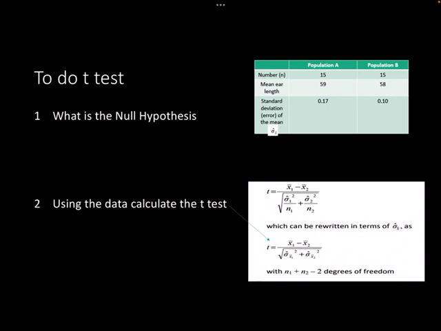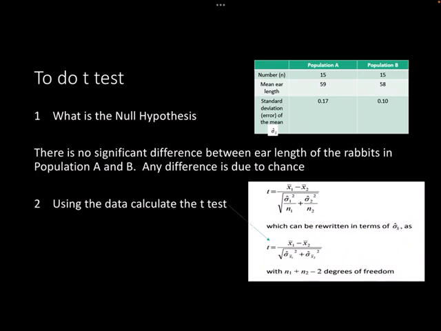So our null hypothesis, what will it be? So again, pause. Can you write a null hypothesis? So our null hypothesis would be that there is no significant difference between the ear length of the rabbits in population A and B. Any difference is due to chance.